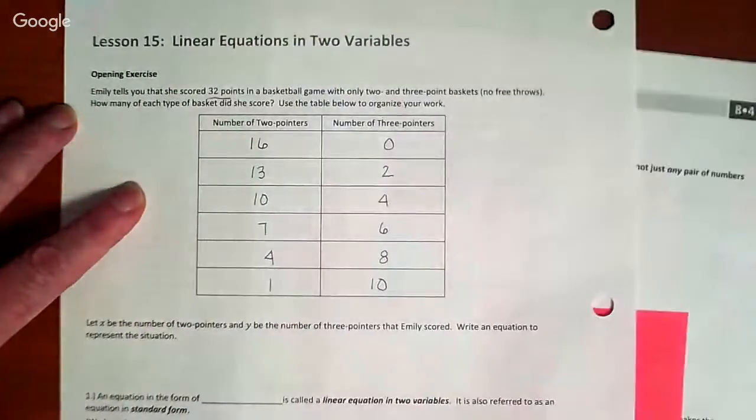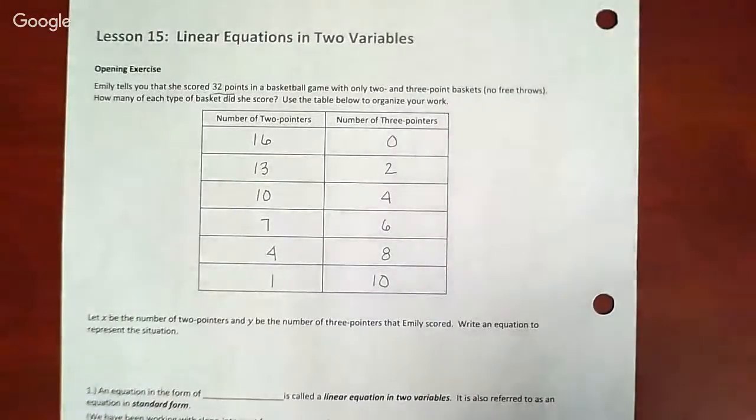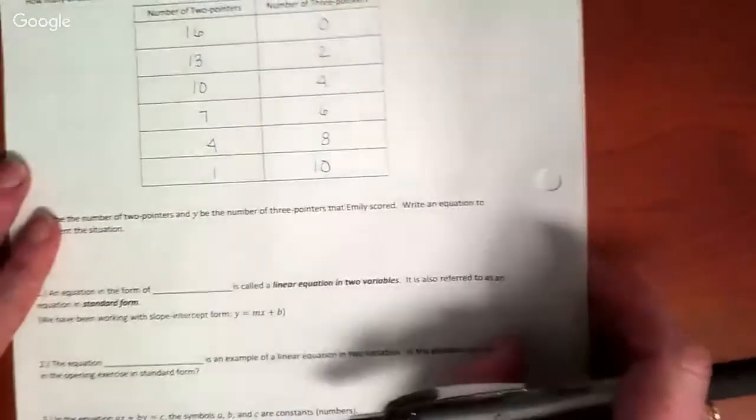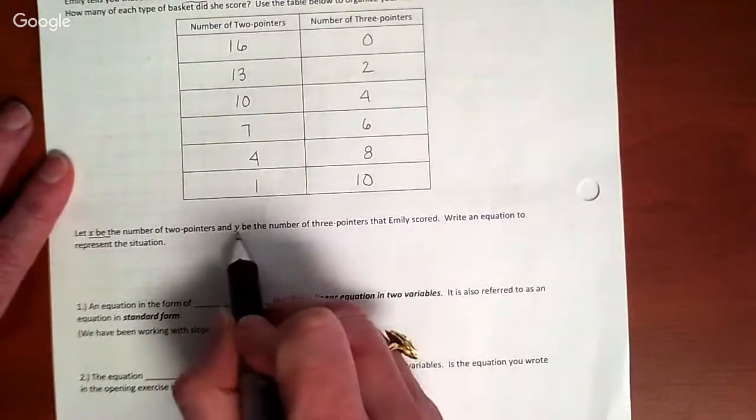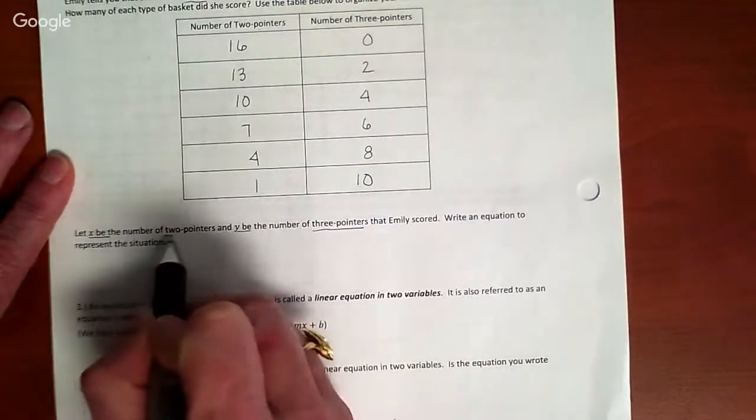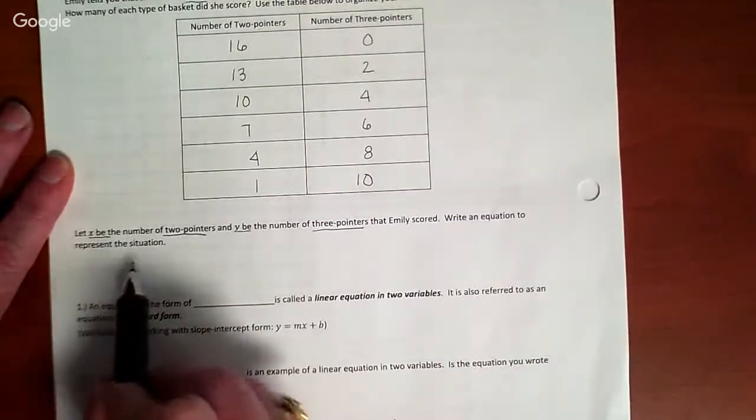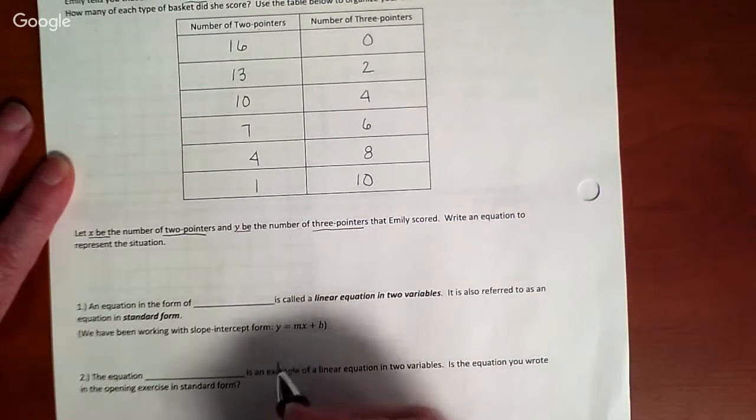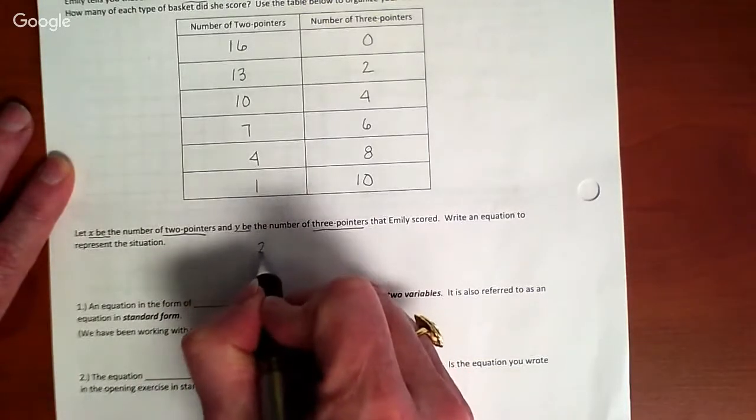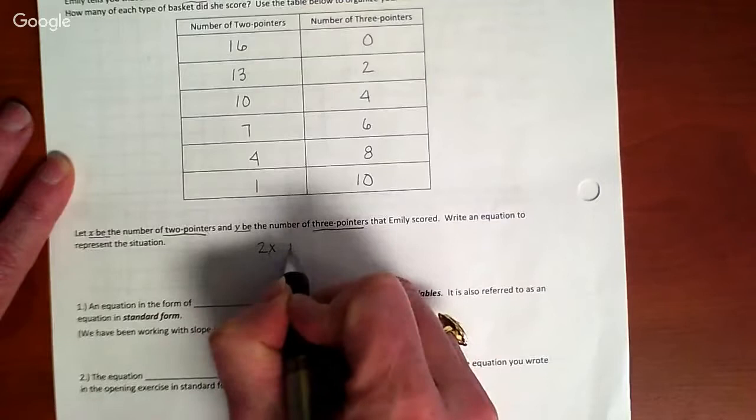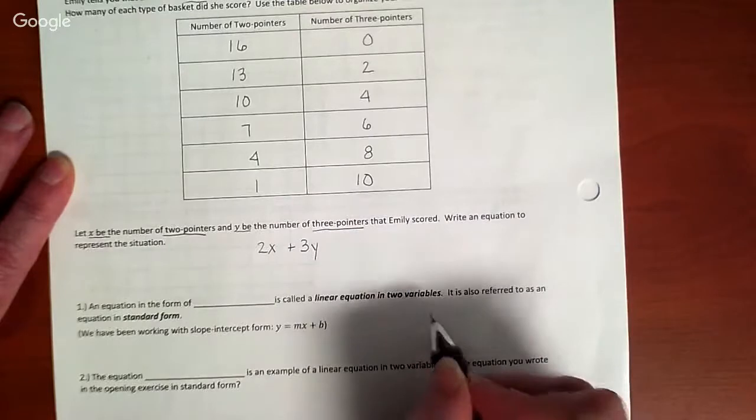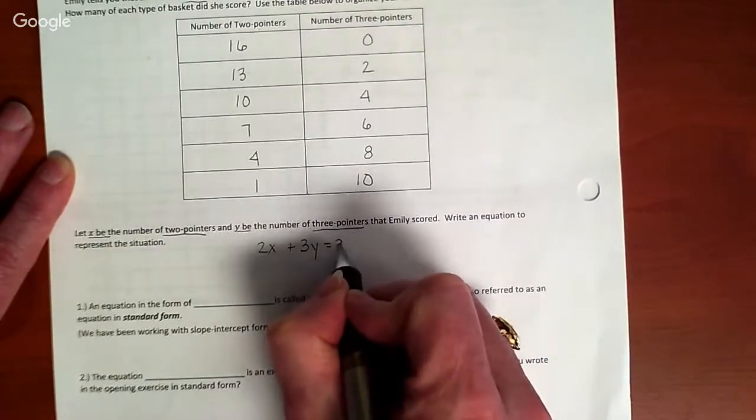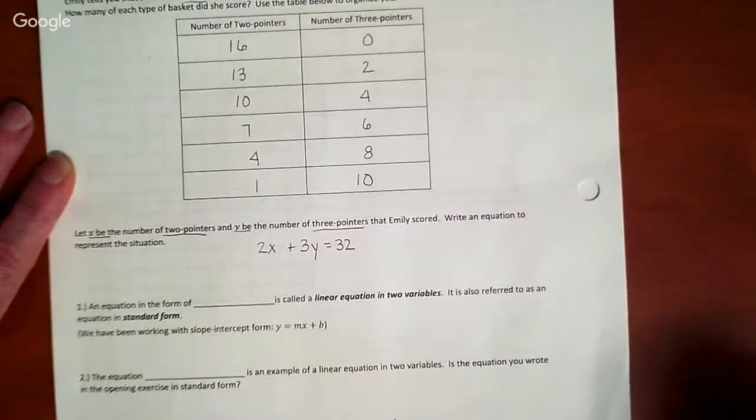And I'm going to move this because I have one thing on here that I don't want. There we go. Now, okay. So, it says let X be the number of 2-pointers and Y be the number of 3-pointers. Okay. Write an equation to represent the situation. Well, to write that, 2 times the number of 2-pointers, plus 3 times the number of 3-pointers would give us the total points that Emily scored. Okay.